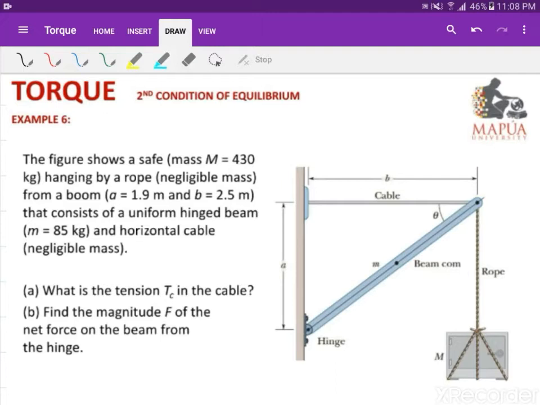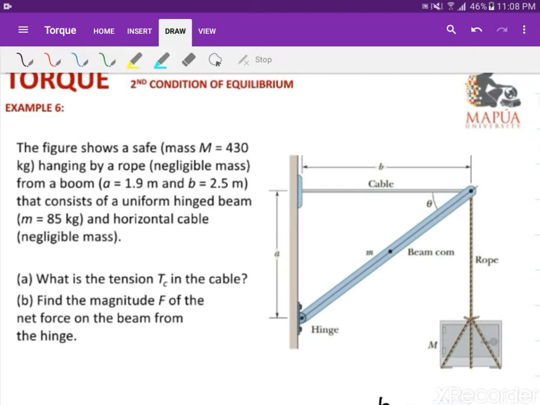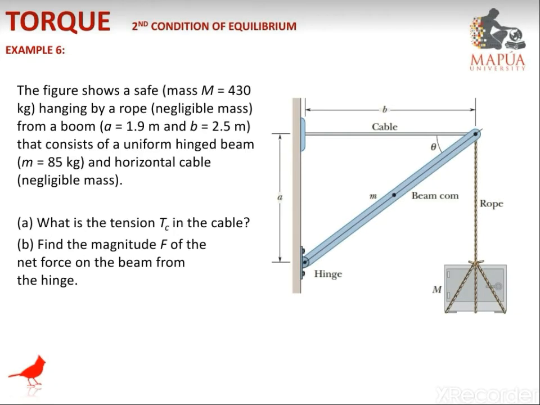Hello everyone, this is the last example on torque. In this problem, the figure shows a safe hanging by a rope from a boom that consists of a uniform hinged beam and a horizontal cable. For letter A, we are to find the tension in the cable. And for letter B, we are to find the magnitude of the net force on the beam from the hinge.